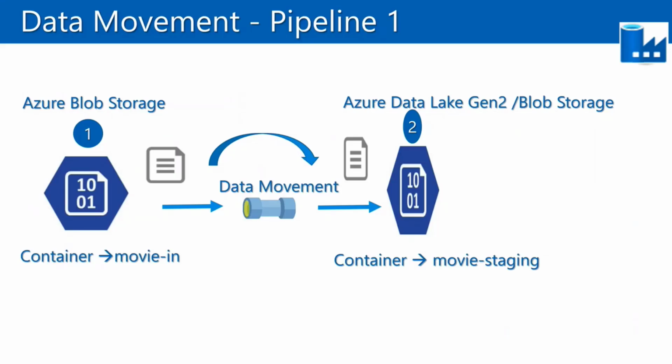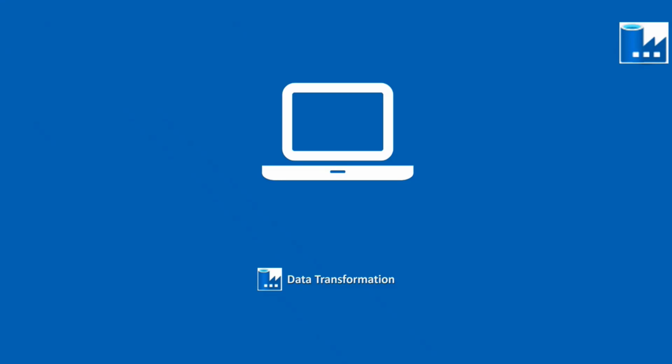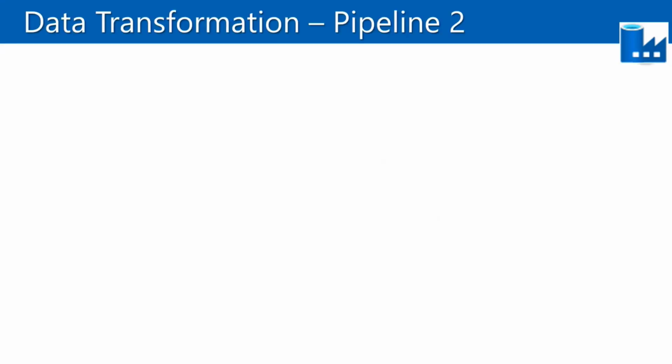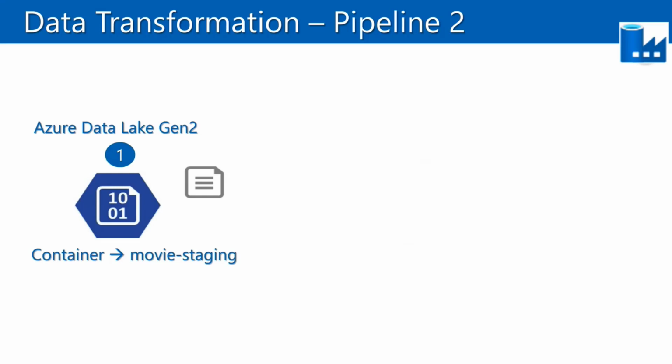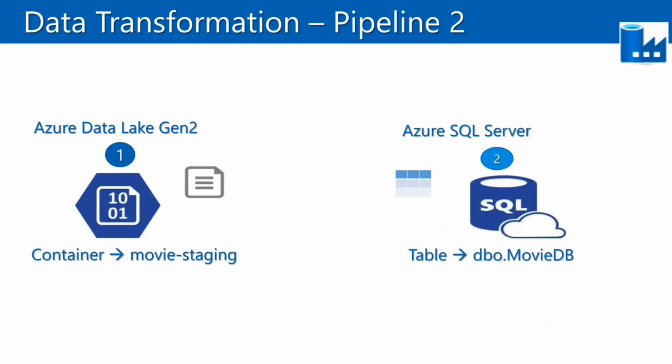We're going to see a data transformation. So this is the second pipeline. In this pipeline, we are now getting data from my loading zone, which is a data lake Gen2, and then my sink is Azure SQL Server. You can have anything else as well, but I have used this one.